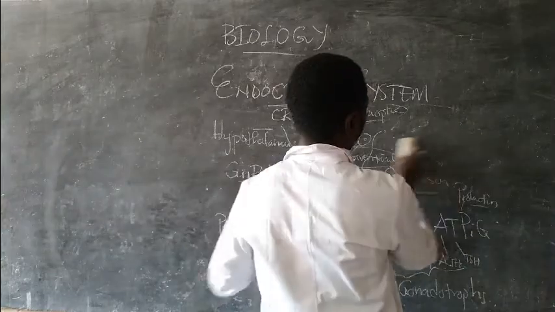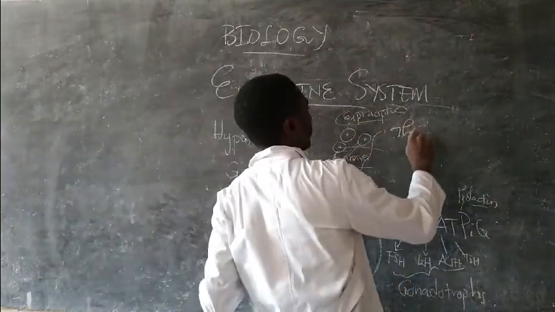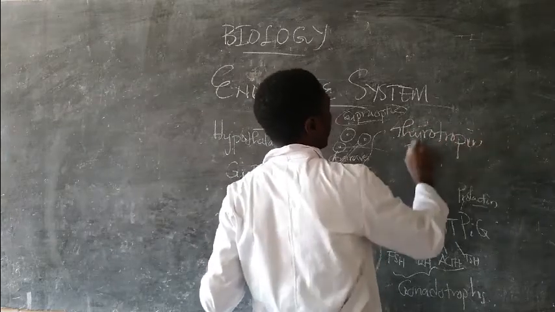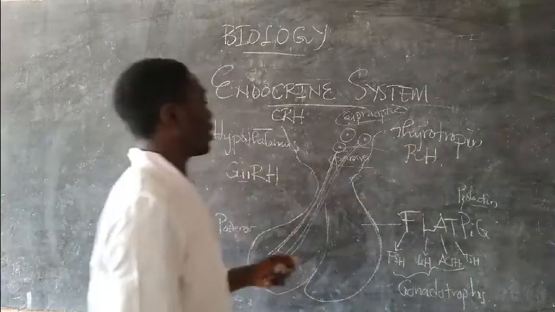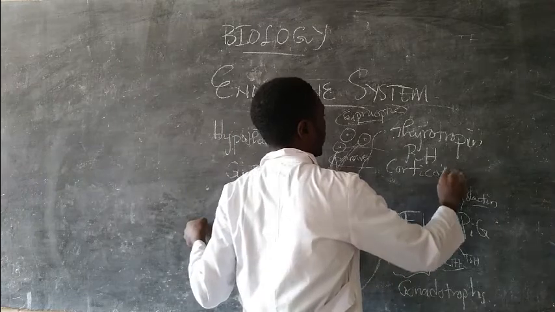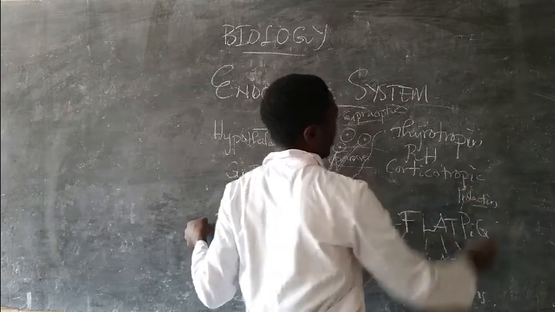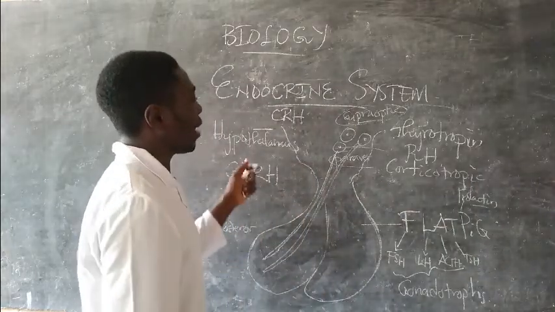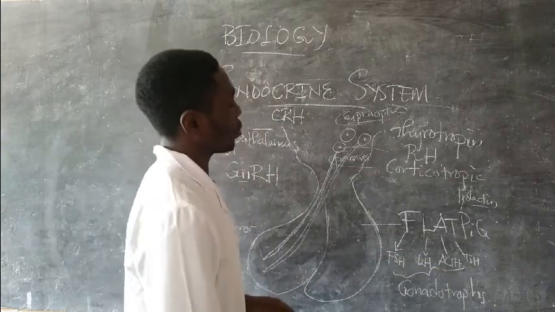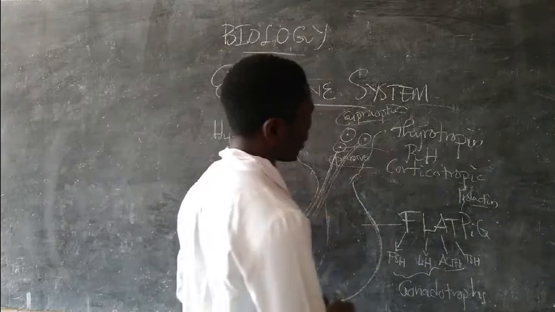I think you have gotten this part. Let me just have some space to write. So you have thyrotropin releasing hormone, and this one is corticotropin releasing hormone. The corticotropin releasing hormone causes the release of adrenocorticotropic hormone, and thyrotropin releasing hormone causes the release of thyroid stimulating hormone.